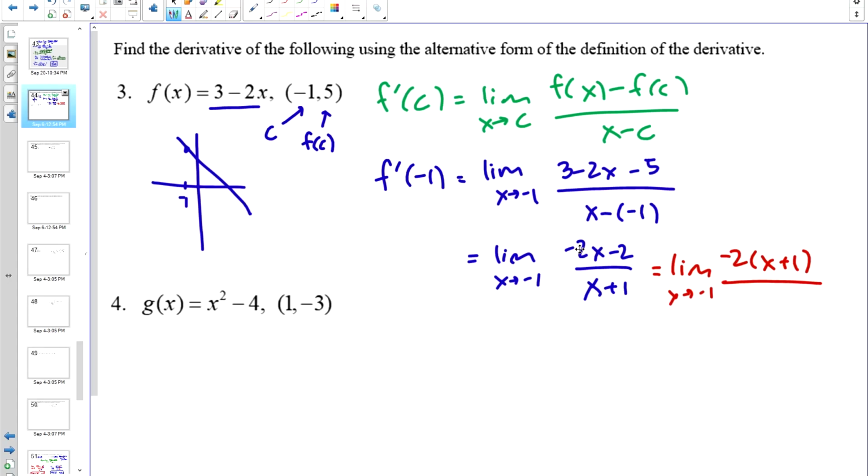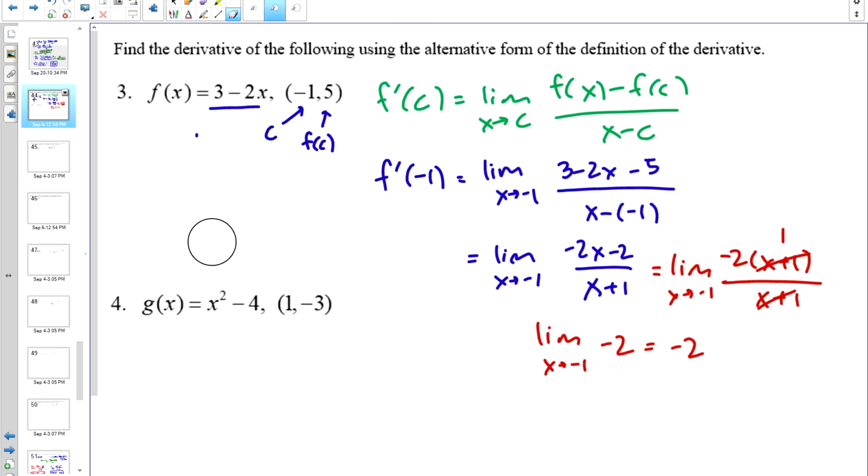I'm going to factor out the negative 2 here. When I factor out the negative 2, this becomes positive x, and this becomes positive 1. If I redistribute this, I should get negative 2x minus 2, which I did. So I know my signs are correct. And what happens is the x plus 1's cancel out. So this problem becomes the limit as x goes to negative 1 of negative 2, and that answer is negative 2. So the derivative at negative 1 for this function, the slope of the tangent line at x equals negative 1, is negative 2.